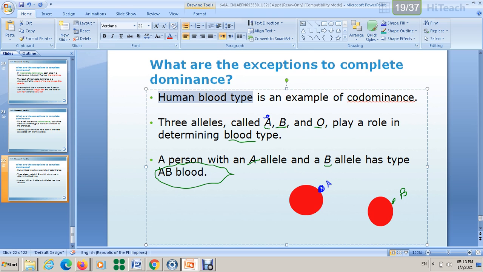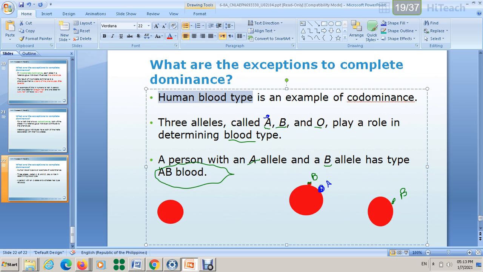These particles are called antigen. So red blood cells are coated with B antigen. The O allele doesn't produce any antigen. So for people who have the O allele, they don't have any antigen. This one is very important to know. Again, the A and B alleles are codominant. So someone with one A allele and one B allele has both, B and A together. So what is his blood type? His blood type is going to be AB.